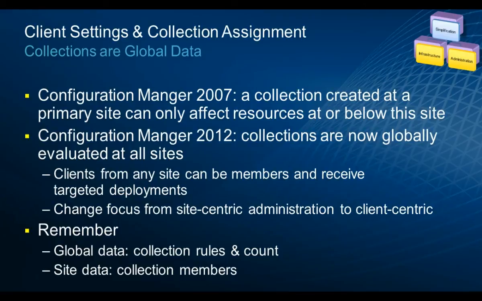Client settings and collection assignment. So collections are global data. In Config Manager 07, a collection created at a primary site could only affect resources at or downstream from that site. In 12, collections are now globally evaluated at all sites because there may be replication or relationships that are defined across different locations for that collection membership role. Clients from any site can be members and receive targeted deployments from any other collection that they have a relationship to. That could be upstream or downstream. Change focuses from site-centric administration to client-centric administration to ensure that better efficiencies are gained through this new collection relationship model. And don't forget, global data is collection rules and counts, and site data is collection membership.